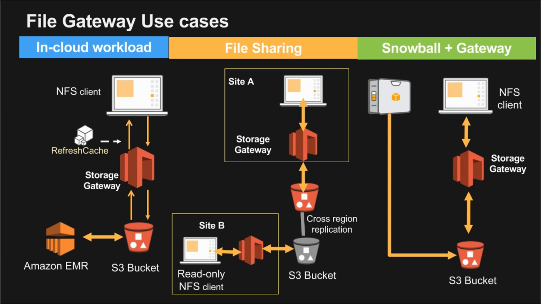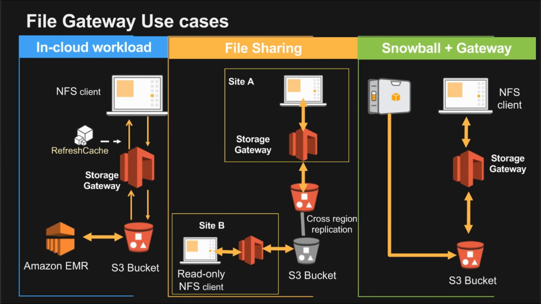And then the last piece is our Snowball and Storage Gateway together. This is where you would collect data with the Snowball, you would ship the Snowball back to AWS, we copy it into an S3 bucket, and you can then make that data available via NFS using a file gateway. So if you're doing a large-scale migration, moving lots of data from on-premises into AWS, this is the way that you can get it there very quickly and still maintain the traditional access over NFS to be able to use that data inside of the data center.